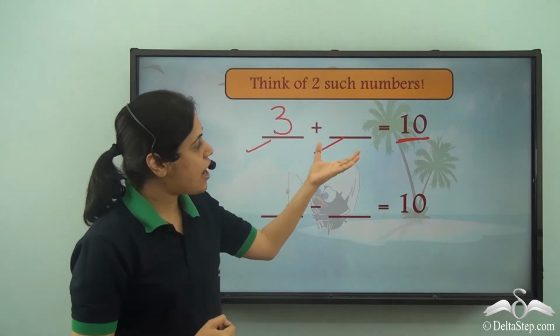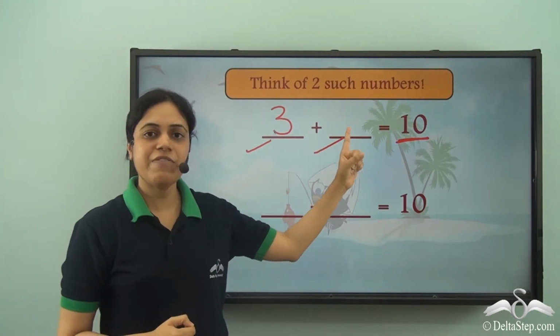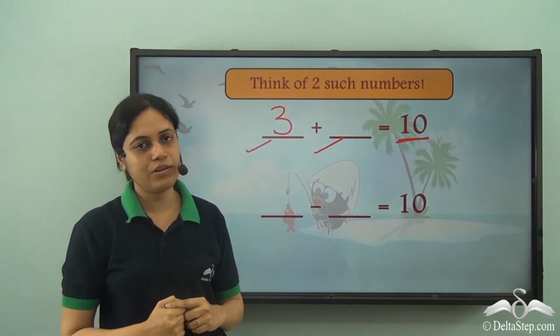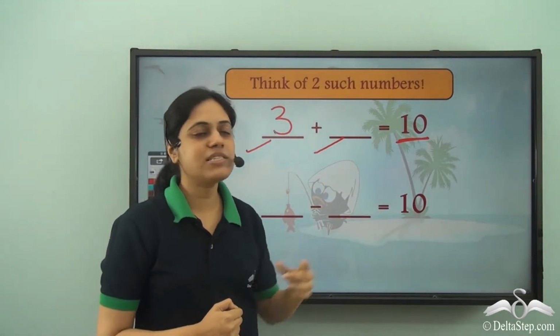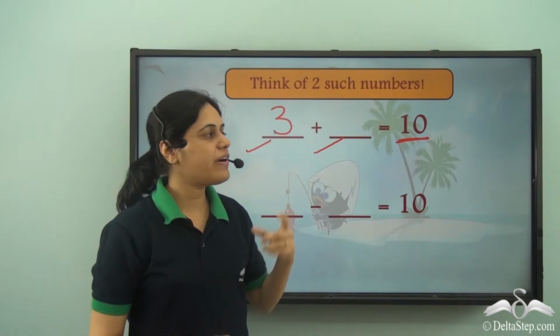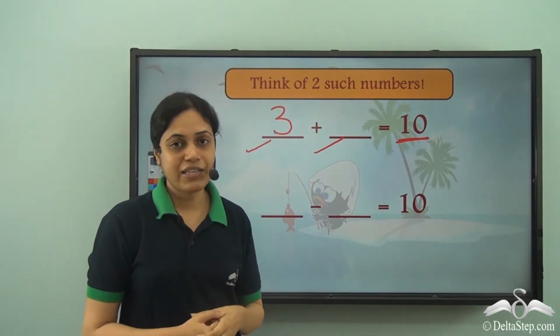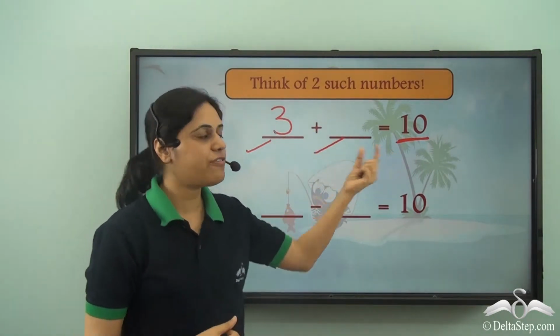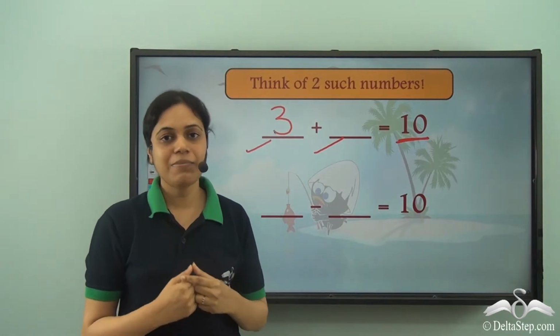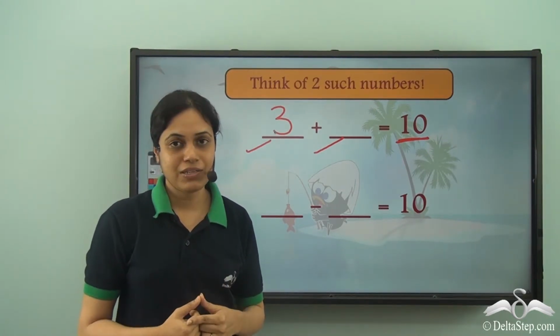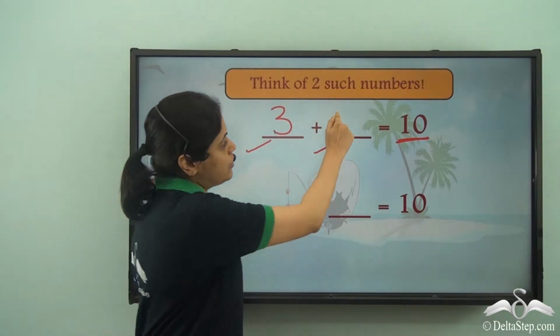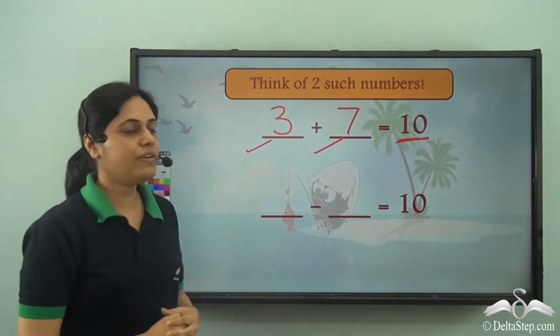So this now becomes the problem where we have just one missing number. 3 plus something is 10. And how do I find this? I find this by subtracting 3 from 10. What is 10 minus 3? 10 minus 3 is 7. So this number is 7.